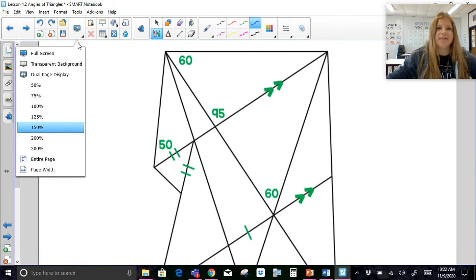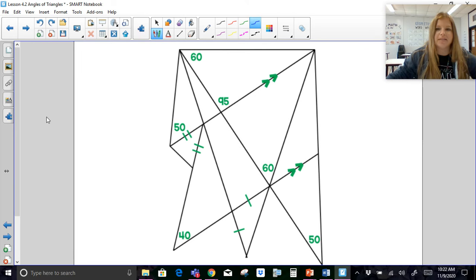Okay, now this is a little bit more of a crazier diagram to fill in. You can see I have one pair of parallel lines, so that also may help with some angles with a transversal. So I'm going to ask you to pause and then start this up when you have everything filled in. See what you can do.